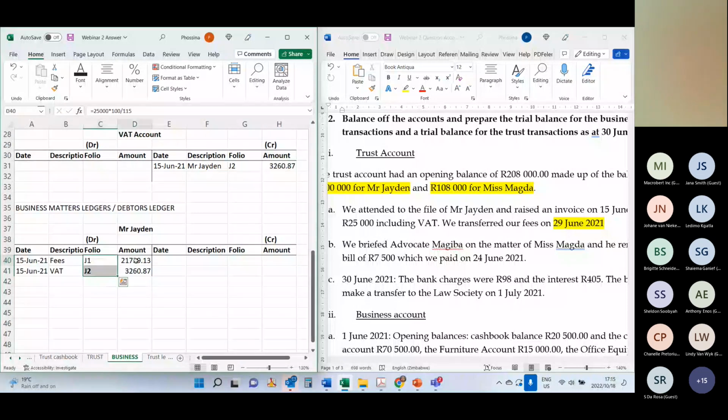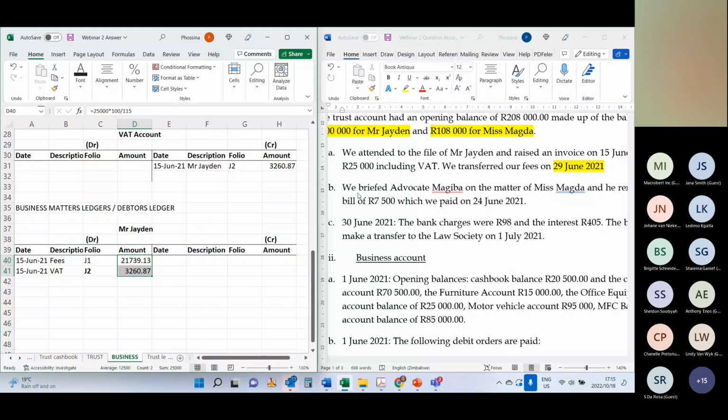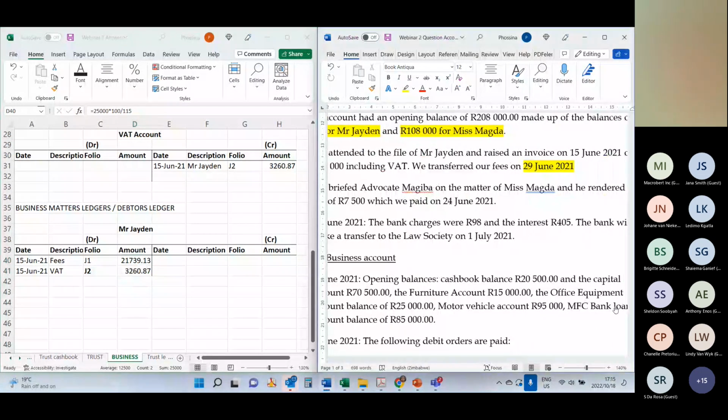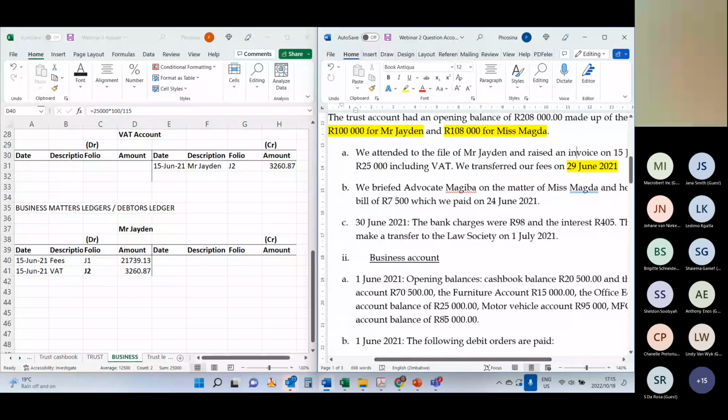Okay. And then on B, we briefed Advocate Mahiba on the matters of Miss Magda, and he rendered a bill of 7,500, which we paid on 24 June 2021. Okay, all right, we'll proceed. So in this matter, our client is Miss Magda. So when we go back to our trust, this is a trust transaction.